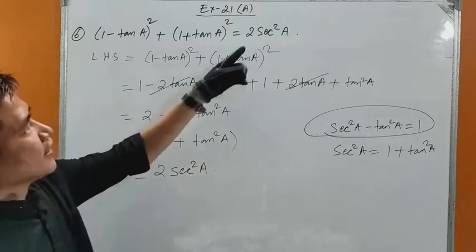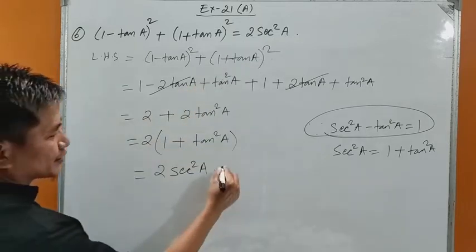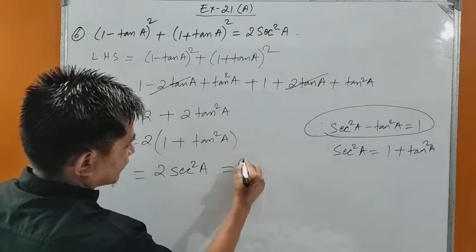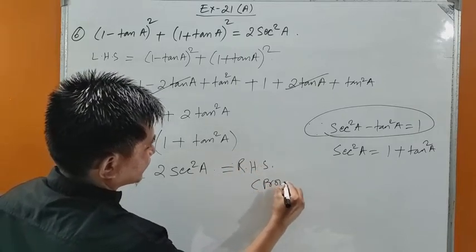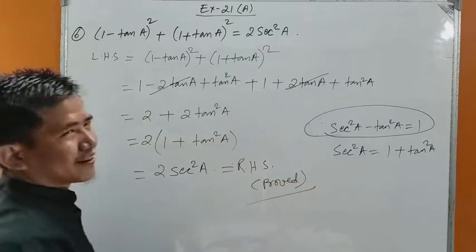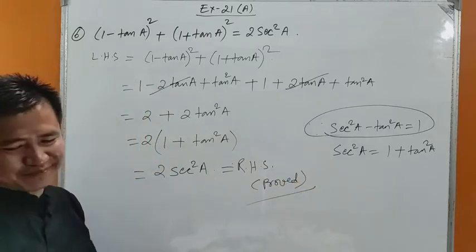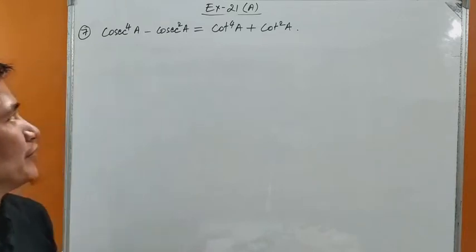So this is the right hand side. We are asked to prove that. This means this is proved. So proved. I hope you got this. Now let us move on to the next question, okay? Now let us do question number 7.